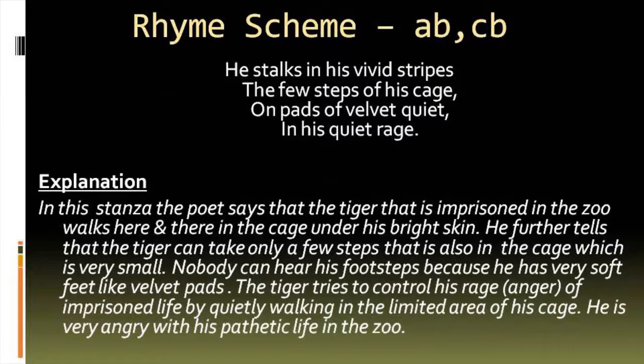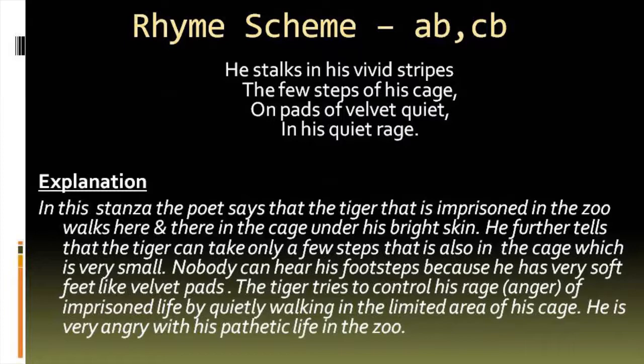Now, pads of velvet quiet. So here a metaphor is used. How is the metaphor used here? His pad means here the sole of his feet. We generally call it paws, the paws of a tiger. These are velvet soft, very soft like velvet. That's why pads of velvet. And while walking it is not making a noise, that's why it is considered quiet, silent. So while walking it is not making a sound, and he is confined in a cage, that's why the steps are also very few.